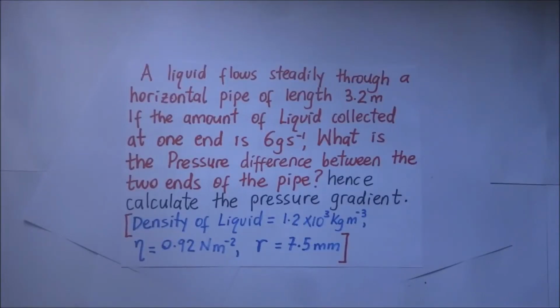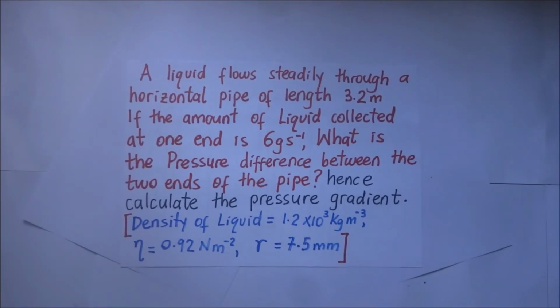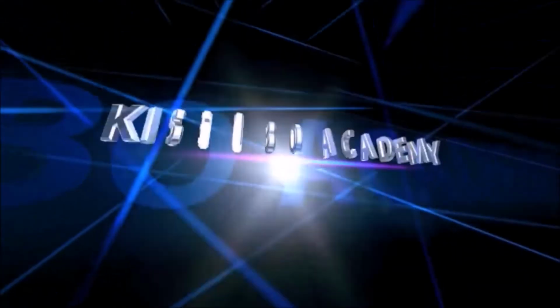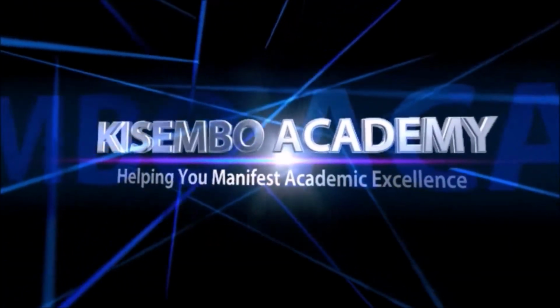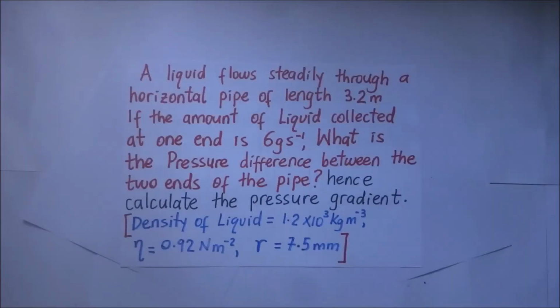In this session, we are going to look at worked examples, or some solved problems regarding Poiseuille's formula. Coming up. We get started with this. A liquid flows steadily through a horizontal pipe of length 3.2 meters. If the amount of liquid collected at one end is 6 grams per second, what is the pressure difference between the two ends of the pipe?